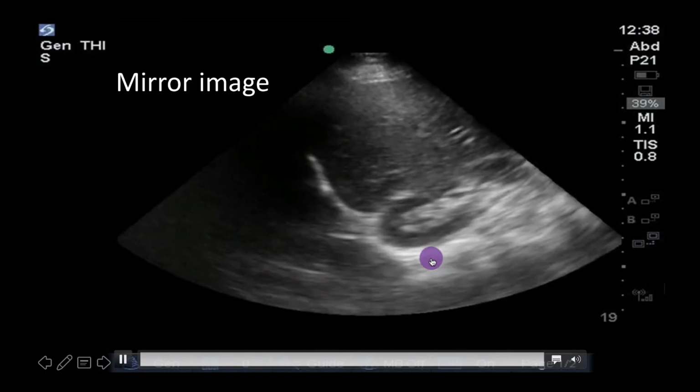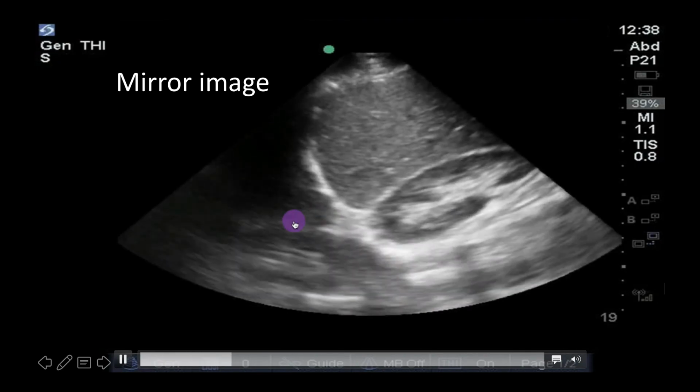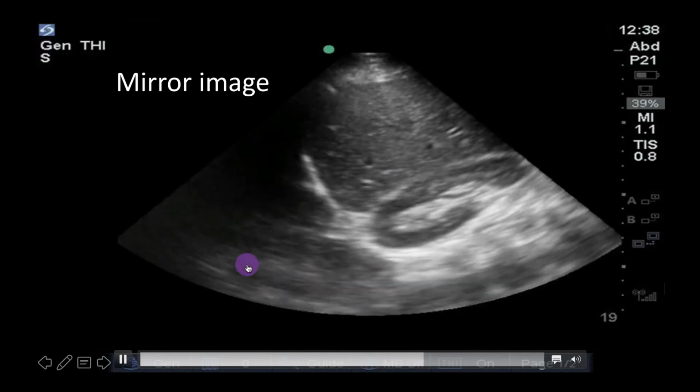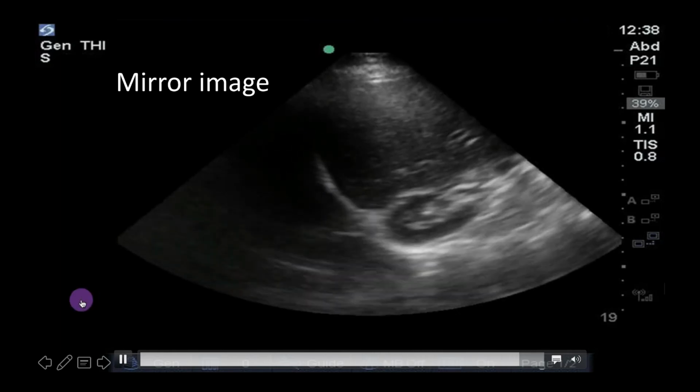If the second reflector is irregularly shaped, the mirror image may be distorted, as is the case of the mirror kidney here that's located above the diaphragm.